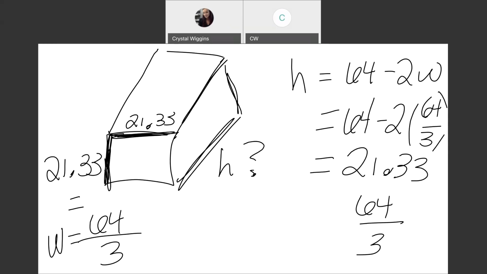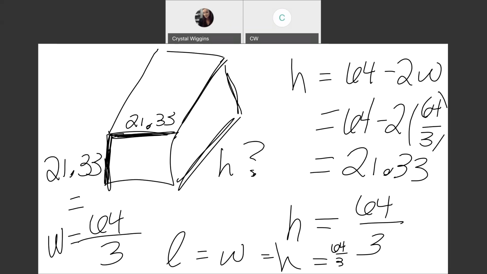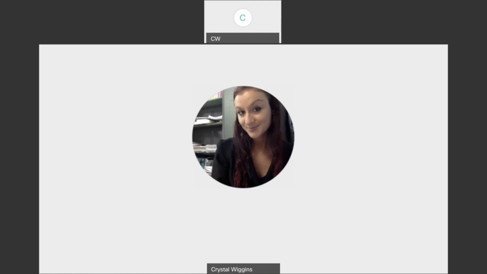So what is this saying? This is saying that in order to maximize the volume, you actually need a cube. You need length times width times height all equal to each other at 64 over 3 feet, or 21.33 feet approximately, to maximize your volume. All right, let's head on to the last example of this section.